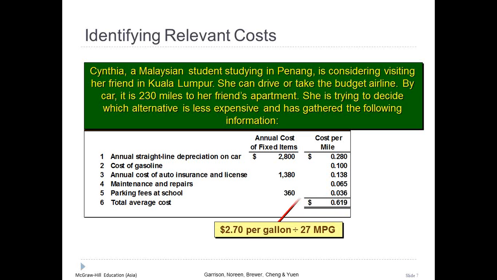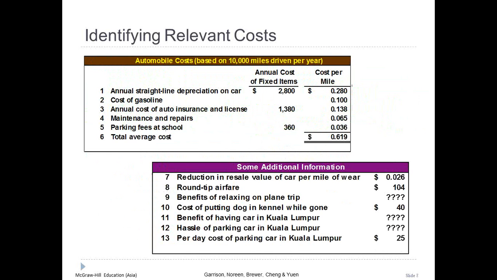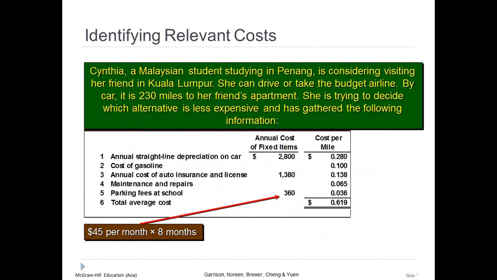Gasoline per mile is calculated by taking the price per gallon of gasoline and dividing it by the number of miles per gallon of the car. The annual cost of insurance and license and maintenance and repairs are also included to arrive at the average cost per mile. The parking fee at the school is $45 a month. Cynthia attends school only 8 months of the year.